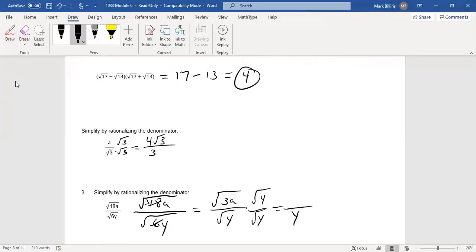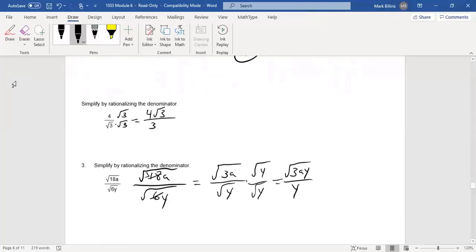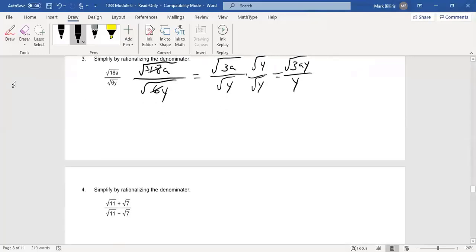Since both of the factors in the numerator are underneath the radical sign, I multiply those together. So 3a times y is simply the square root of 3ay. And that would be your final answer. Remember, one y is underneath, the other isn't, so I can't reduce this any further. So reduce or simplify first, and then rationalize.